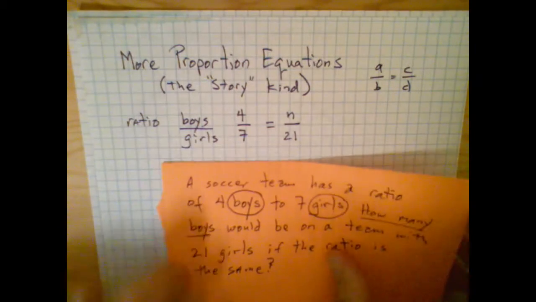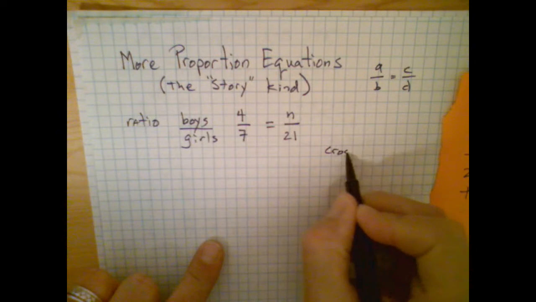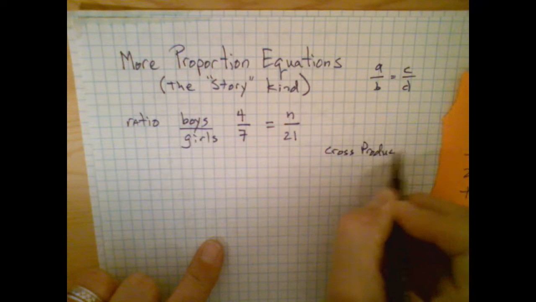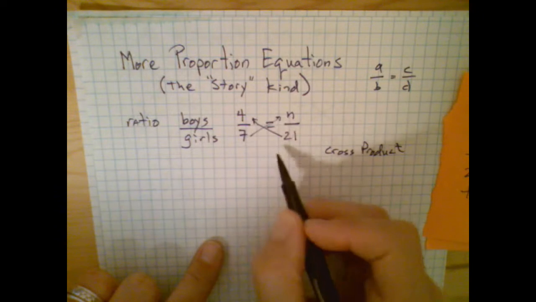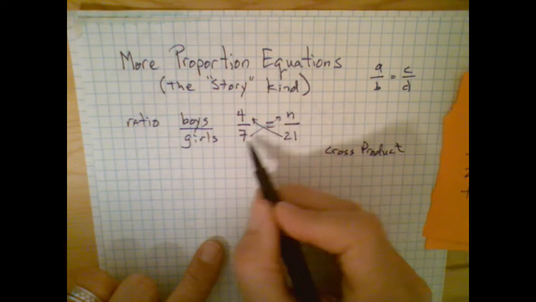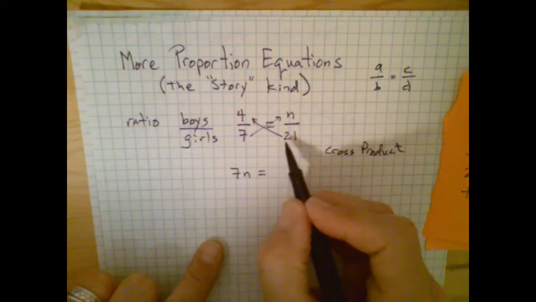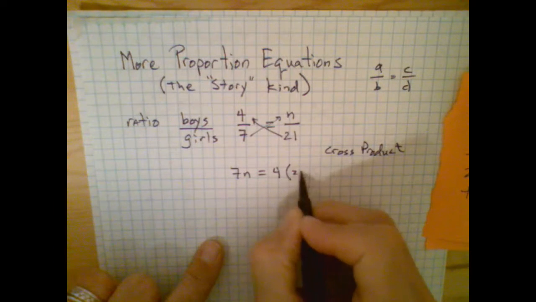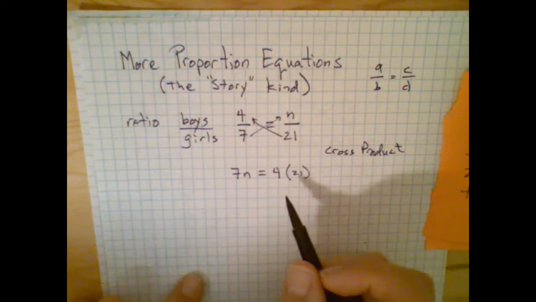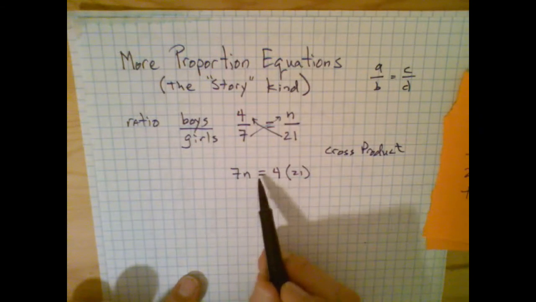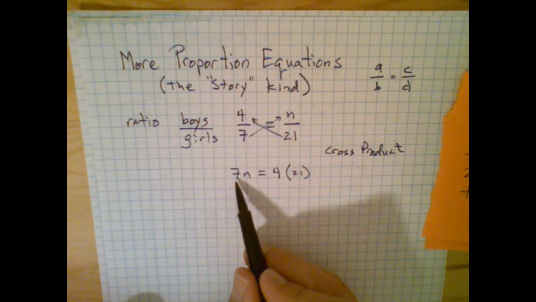Okay, so now that I've got an equation, let's go ahead and solve it. I'm going to use the cross product. Remember, that's simply multiplying across. When I do that, I have 7 times n, this lower times the opposite upper right. So 7n is equal to 4 times 21. Again, I'm not going to bother multiplying it out because hopefully things are going to cancel. So I have 7 times n is equal to 4 times 21. Well, here's my variable. What's happening to the variable? It's being multiplied by 7.